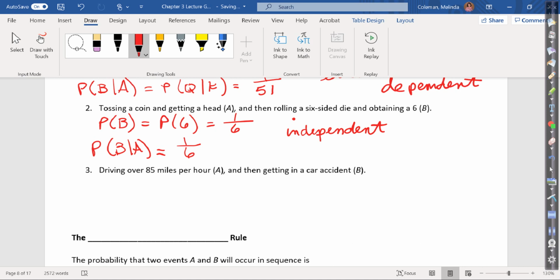Mathematically, it's because the probability of B is the same as the probability of B given A. Sometimes you don't have to do it mathematically. Sometimes you can just look at the problem and say, all right, are the die and the coin related? So in this case, the die and the coin don't relate to each other. They're not impacted by each other. So they have no impact on the outcome.